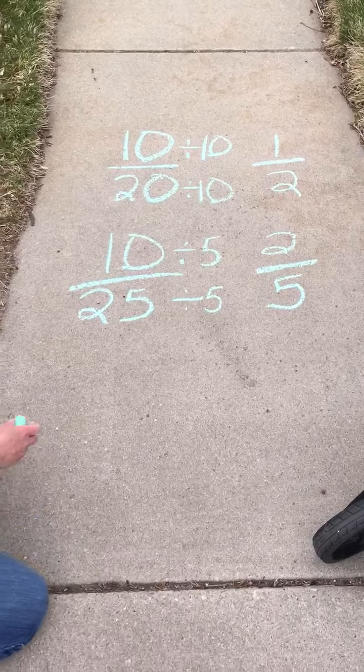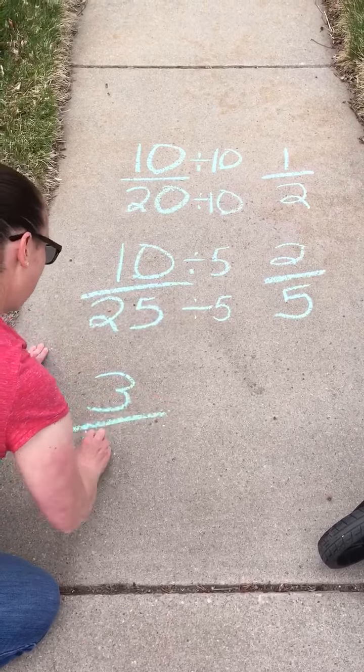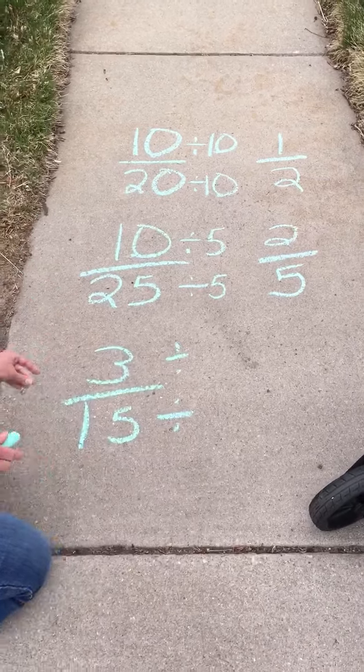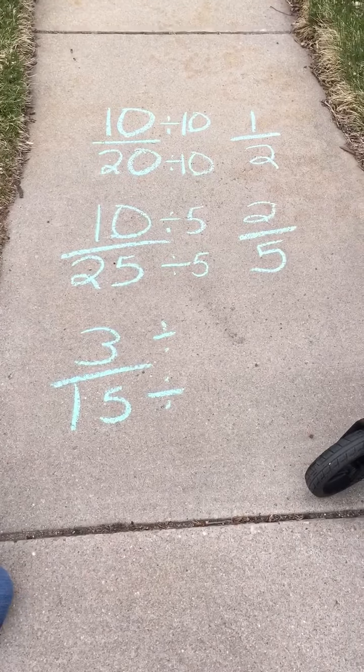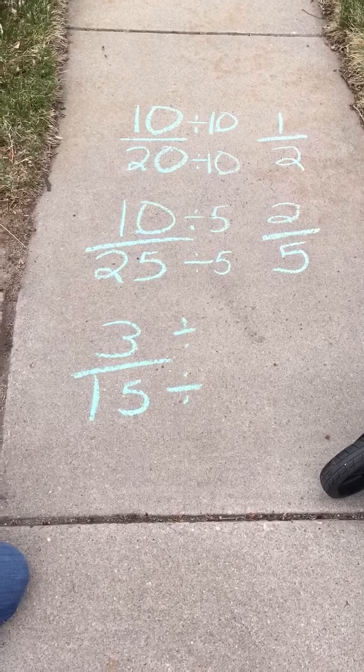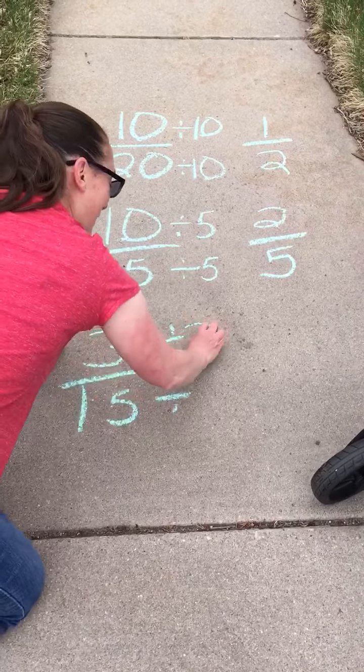Next, we are going to do 3/15. What can I divide both 3 and 15 by? I can only divide 3 really by 1 and 3. So I'm going to be dividing by 3 this time.